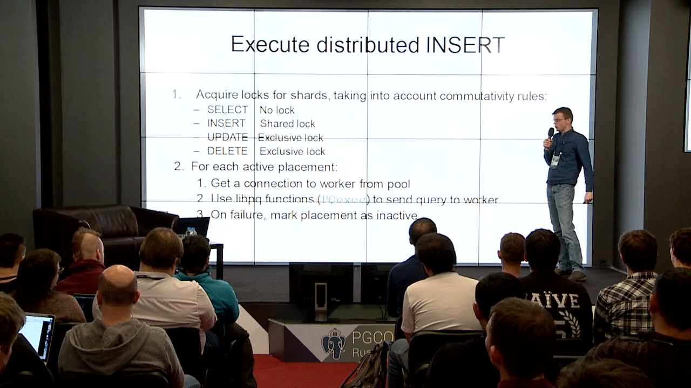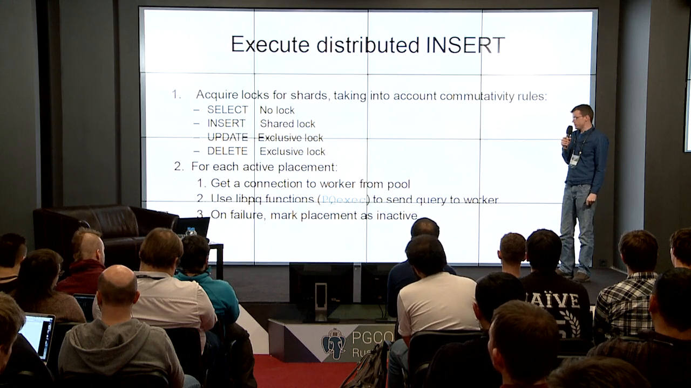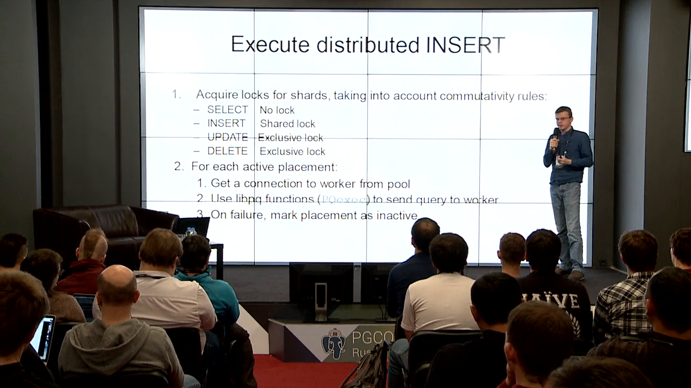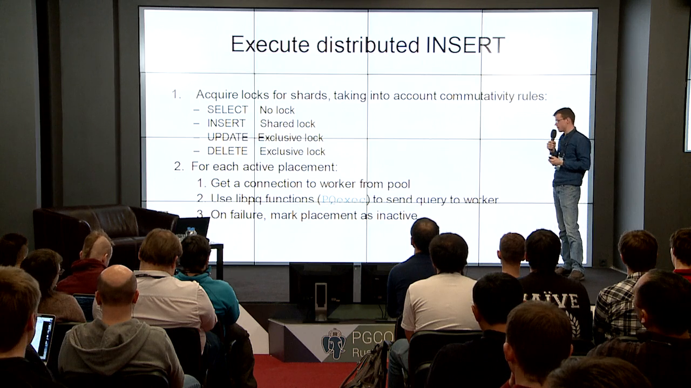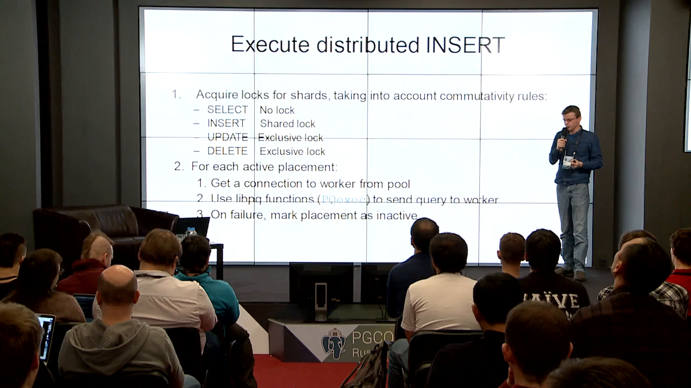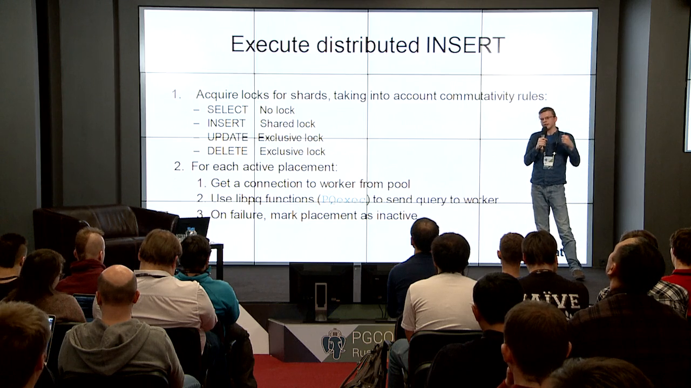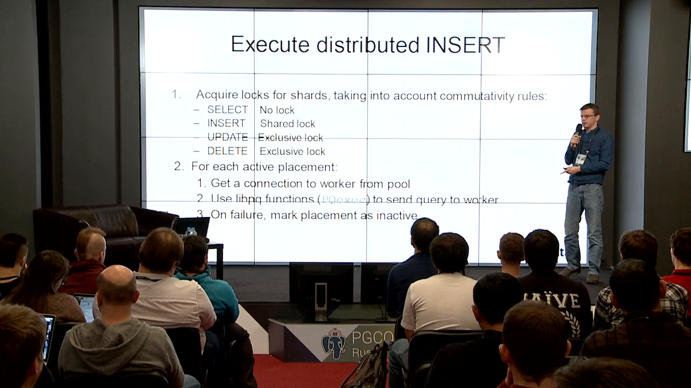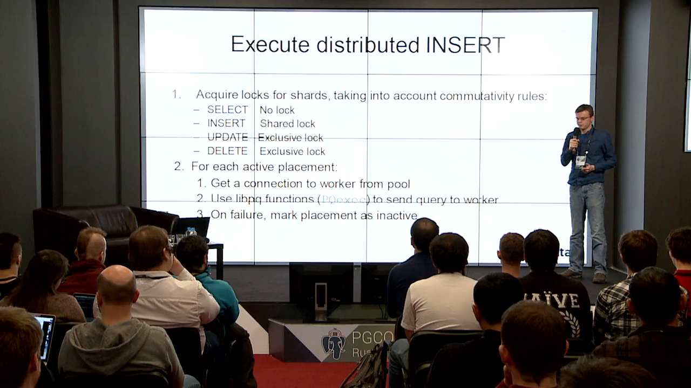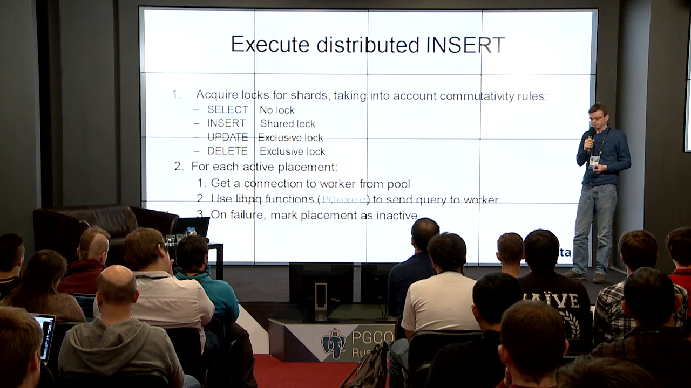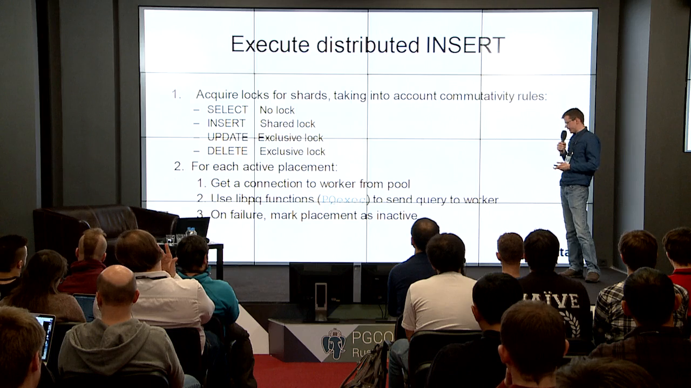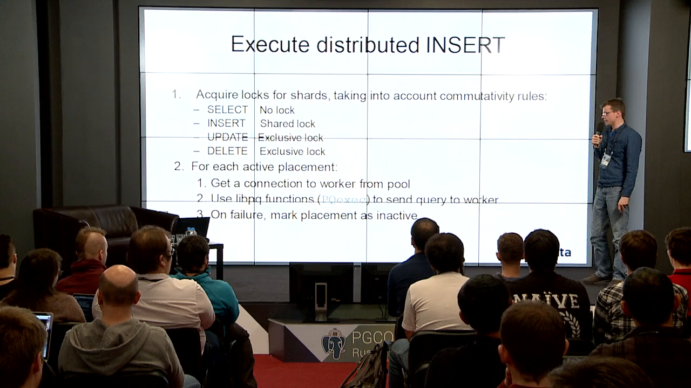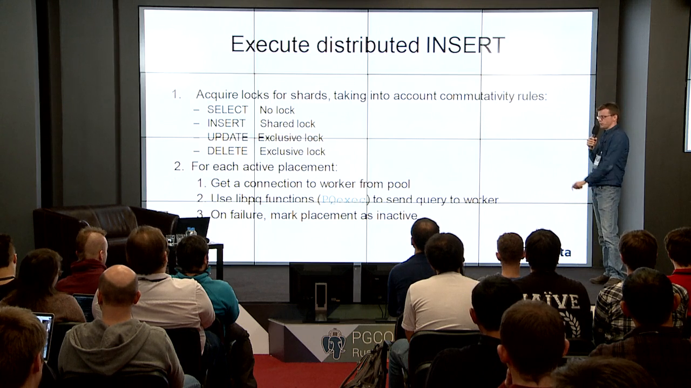Once the locks are acquired, the next step is to start querying the workers. For each active placement, where placement is part of the metadata, the master will get a connection from the pool, meaning sometimes there's already an open connection to the worker, otherwise it creates a new one. Then it uses the libpq functions built into Postgres to send the query to the worker. Now, if something fails, let's say you're doing an insert and that fails, the placement will be marked as inactive.